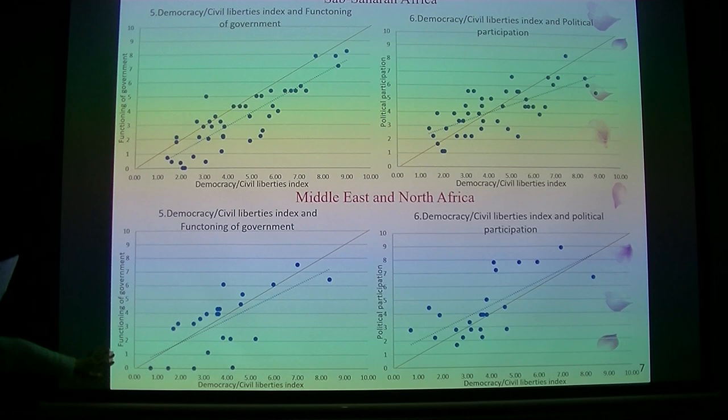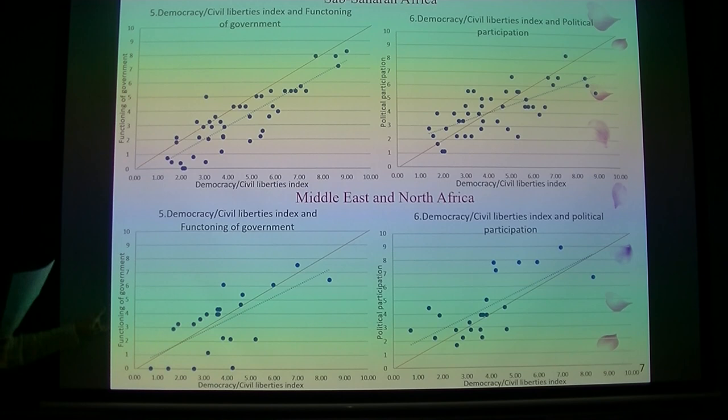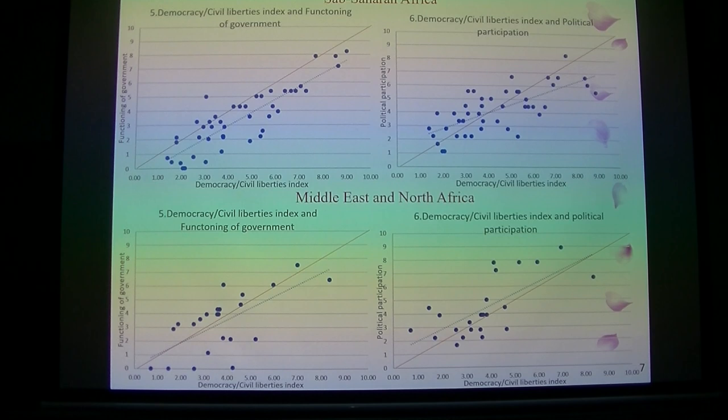I mean, the functioning of government is zero. And I think this is because this area tends to be politically unstable and most of them have authoritarian governments. So I think that's why.